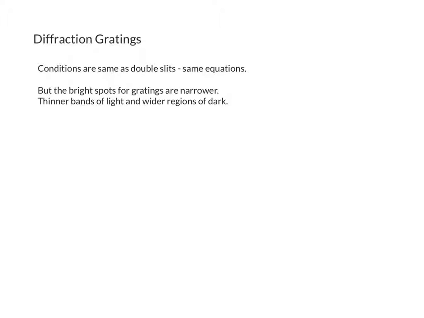A diffraction grating makes an interference pattern very similar to the double slit. In fact, the equations or the conditions for a diffraction grating are exactly the same. The difference is the bright spots are much more localized. They're very narrow bands of light compared to a double slit. Or another way to think about it, the destructive interference, the dark spots, are spread out really wide.